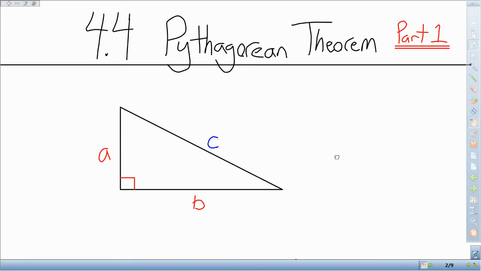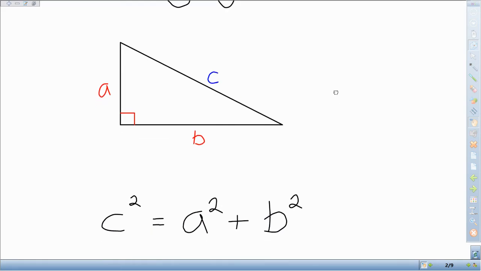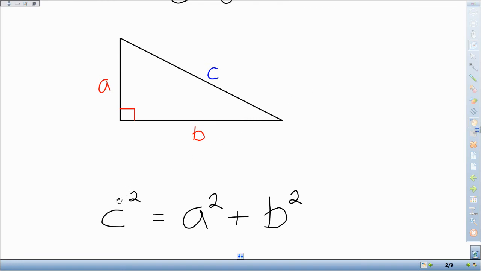Okay, so let me scroll up there. So there is the Pythagorean theorem down on the bottom. C squared equals a squared plus b squared.